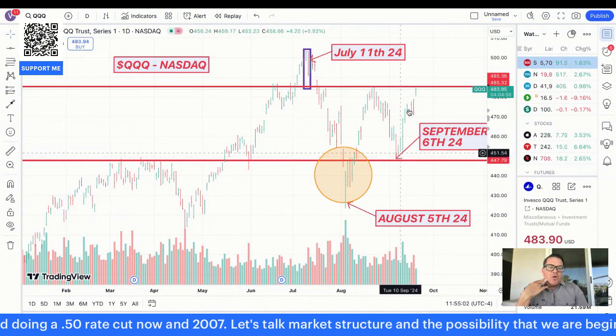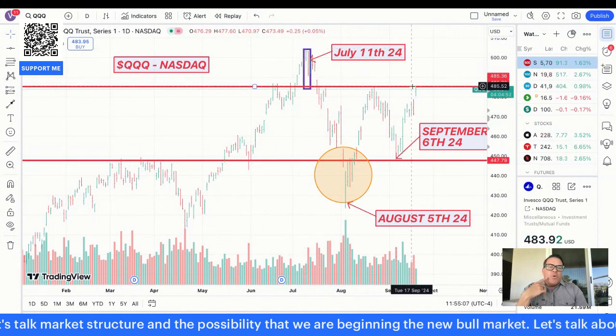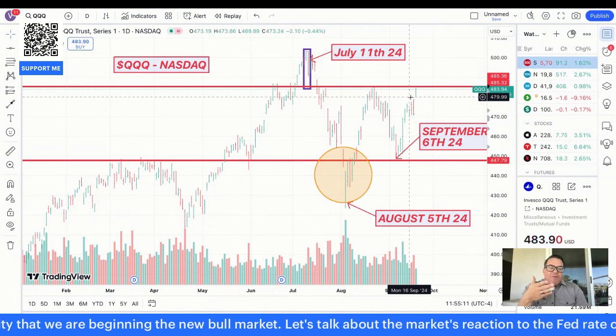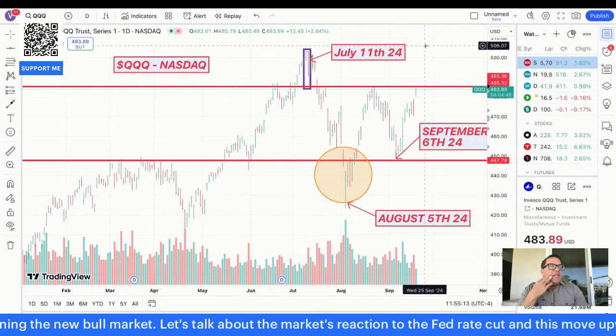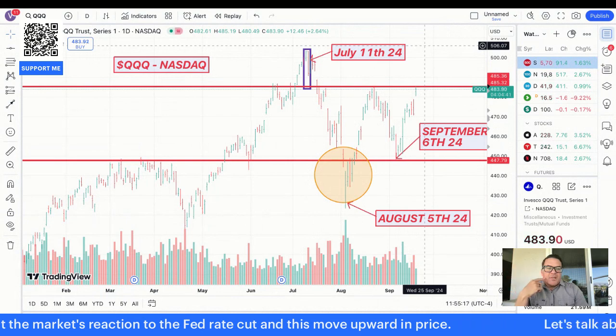But it does appear as though the intermediate market structure, the NASDAQ's leading the way. Once it breaks to a new high, and if it does in fact take off, which we'll find out, then the NASDAQ will be the leader in a new bull. We'll probably finish this year up 30%.